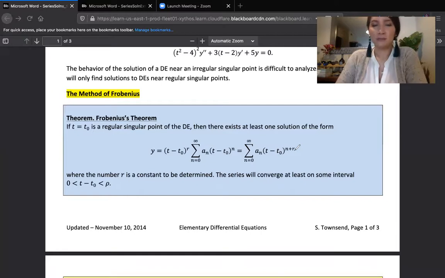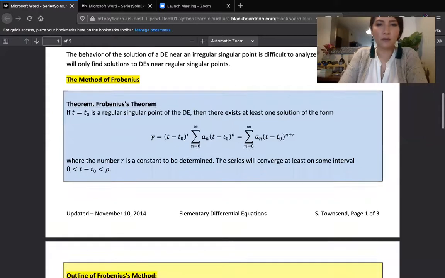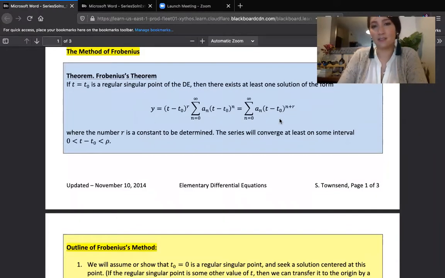Now, for all of the problems on your extra credit assignment, the regular singular point that we're interested in is t naught equals 0. So what we're going to have is y equals the sum of a sub n times t to the n plus r, and we're going to have to figure out what r is. So you get at least one series solution that looks like that.